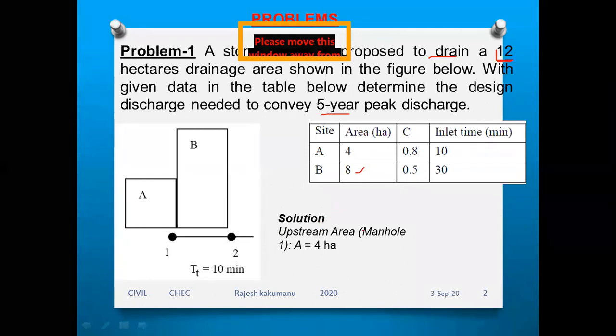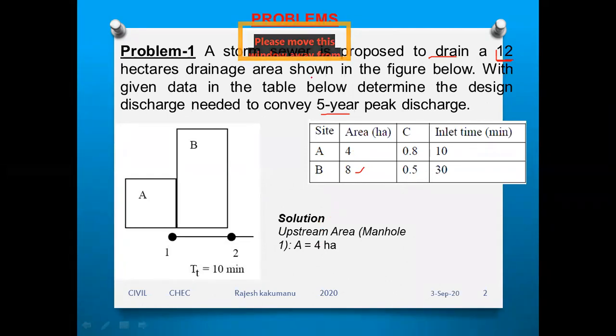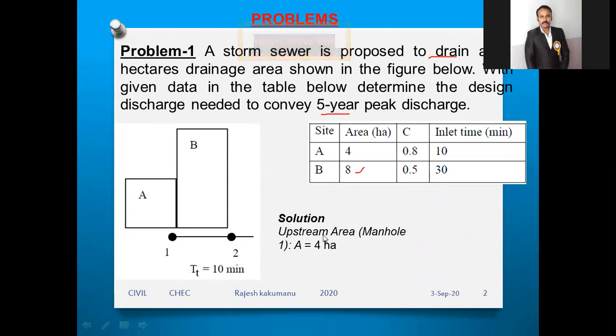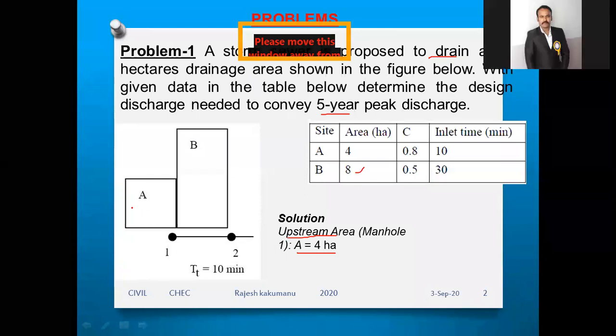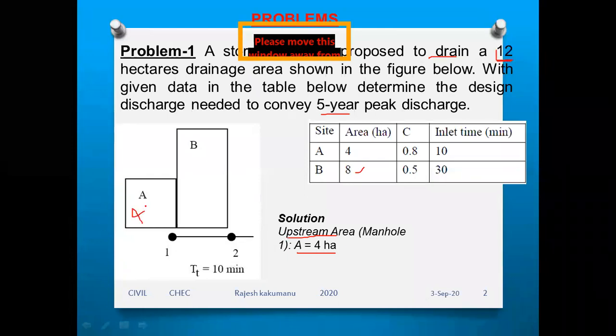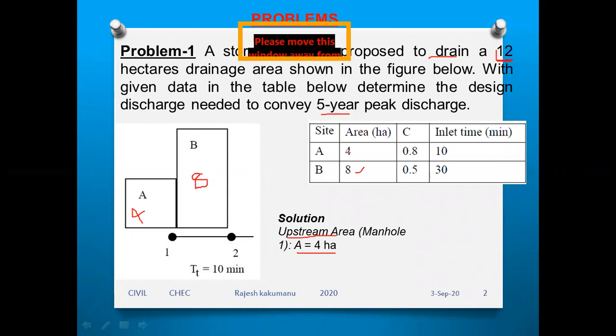Upstream area, manhole 1. So what you have to do? You have to go for the draining process. So for that reason, first you take the upstream area of the manhole, that is A equals 4 hectares. This one is 4 hectares, and this one is 8 hectares, as shown in the question. Now what is the time? The minimum time is 10 minutes.